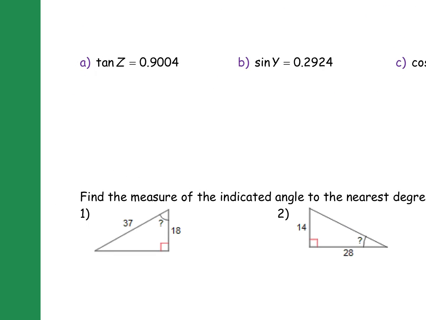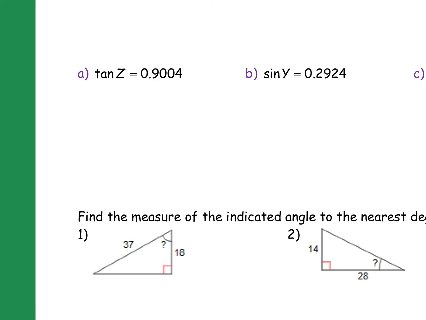Okay, so to get z by itself, I'm going to do tan inverse. And if I do it to one side, I do it to the other side. So z is going to equal tan inverse of 0.9004. And that's approximately equal to 68 degrees.